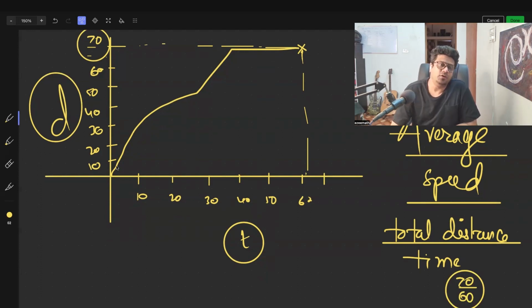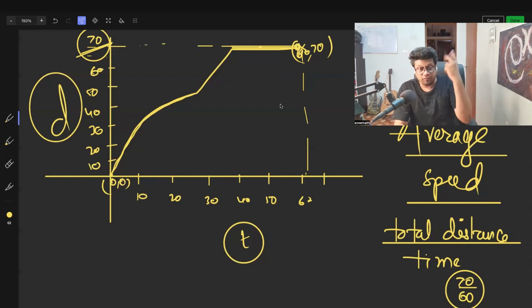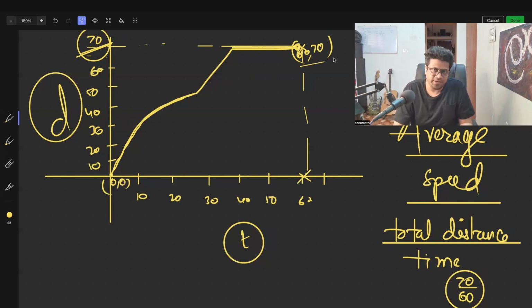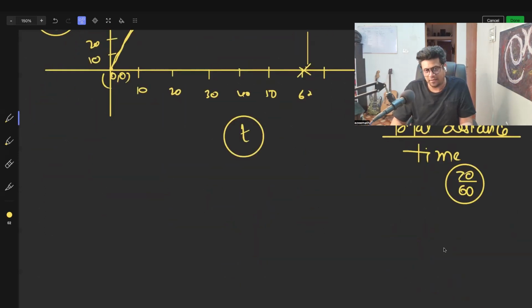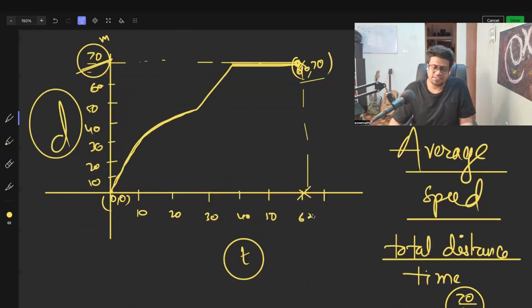No need to analyze what is going on in between the 0, 0 point on the curve and the 70, 60 or a 60, 70 point on the curve. The average speed is going to be the distance that is at the end of the curve, and the time that is at the end point of the curve. You simply read that. And remember, the formula is supposed to be total distance by total time taken. And that's about average speed and how you find it from the distance time curve.